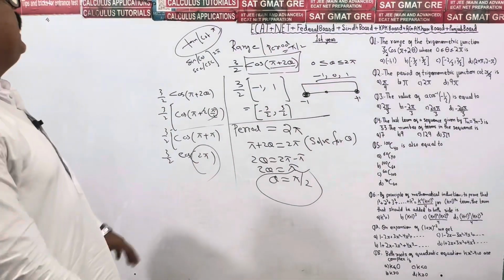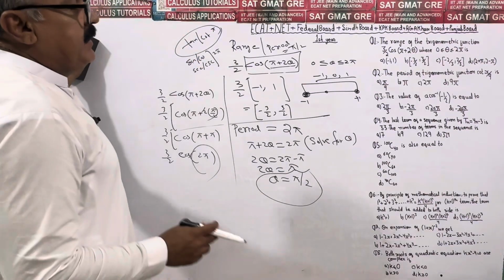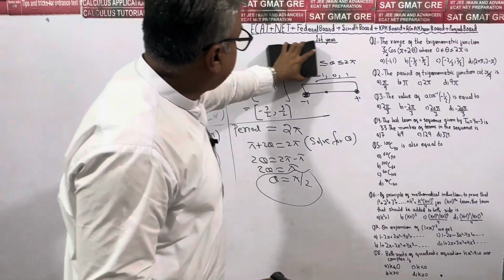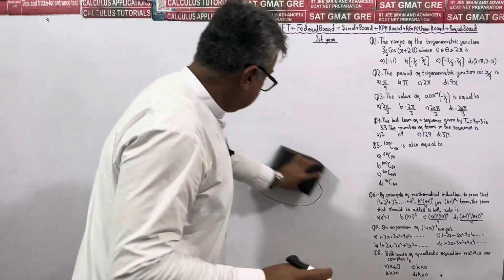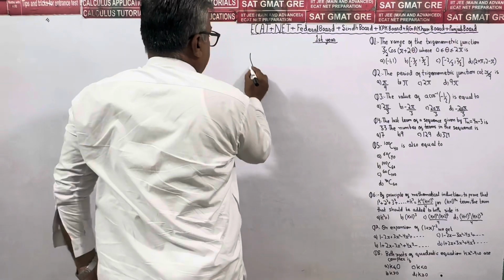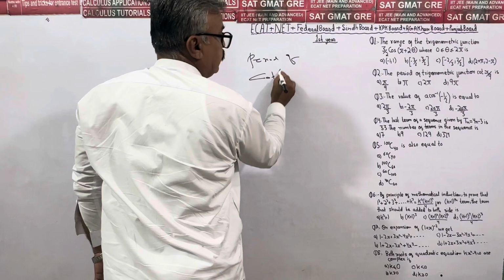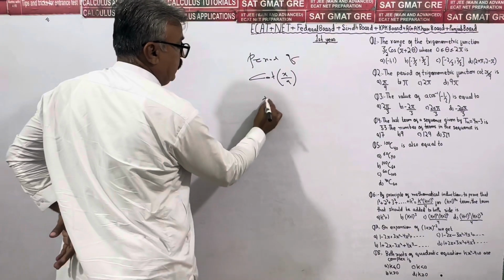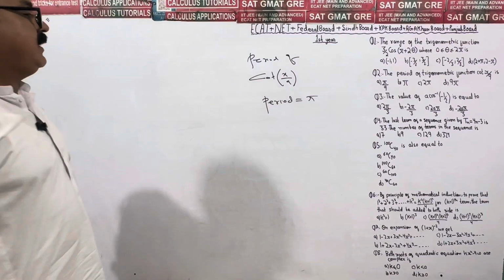The next question is also connected with this one. We are asked to find the period of the trigonometric function cot of x over 9. Let's see and find out. The period of cot x over 9 is what? Normally the period of tan and cot is only pi.